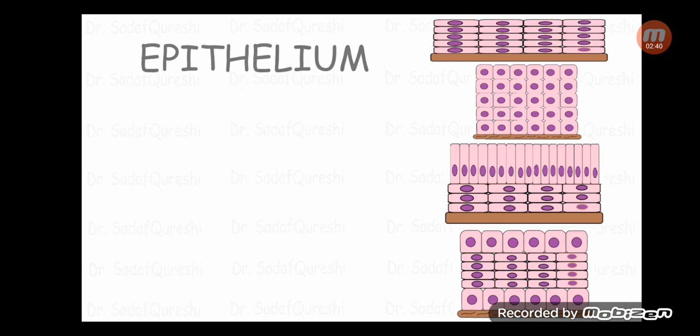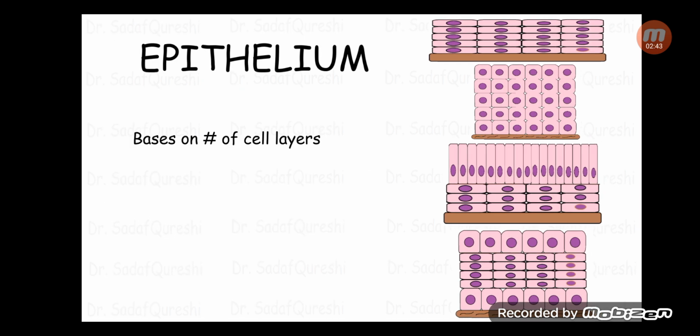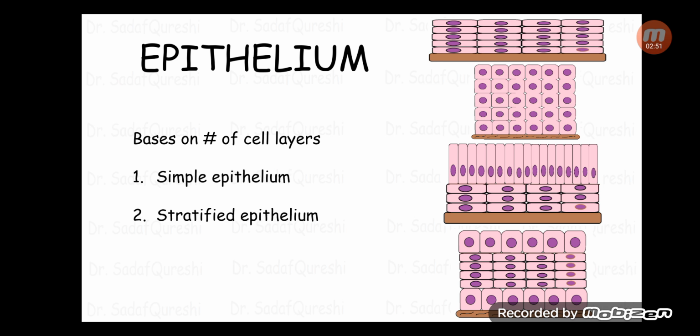Now let's talk about the types of epithelium. Epithelium can be divided into two types based on the number of cell layers present. The first type is simple epithelium, which has only one cell layer, and then we have stratified epithelium, which has more than one cell layer.